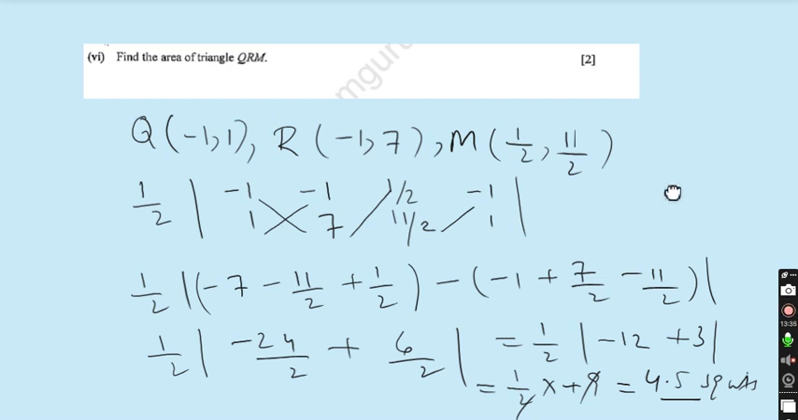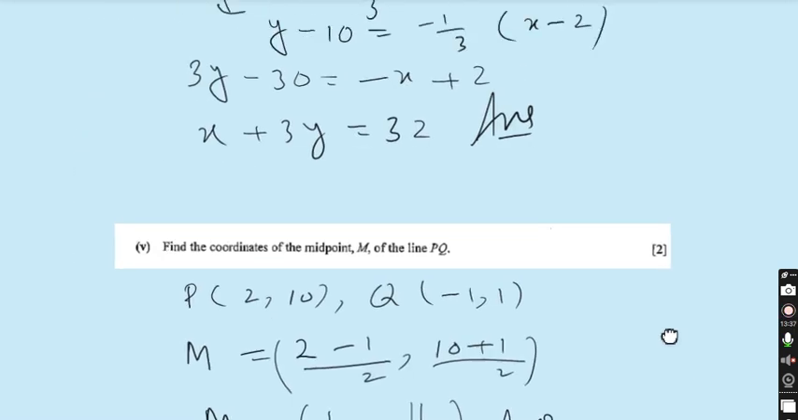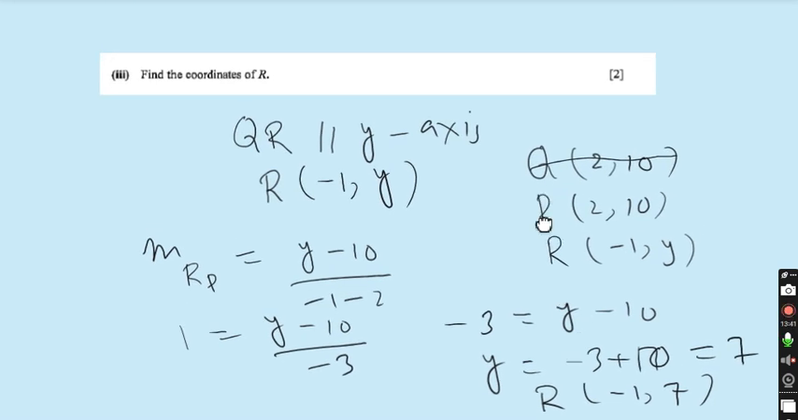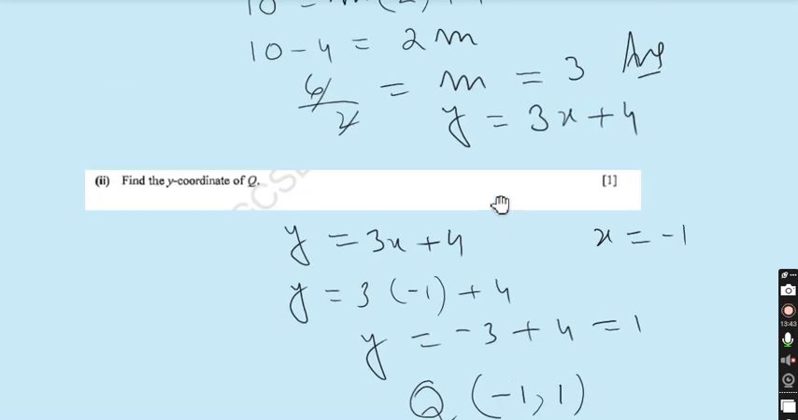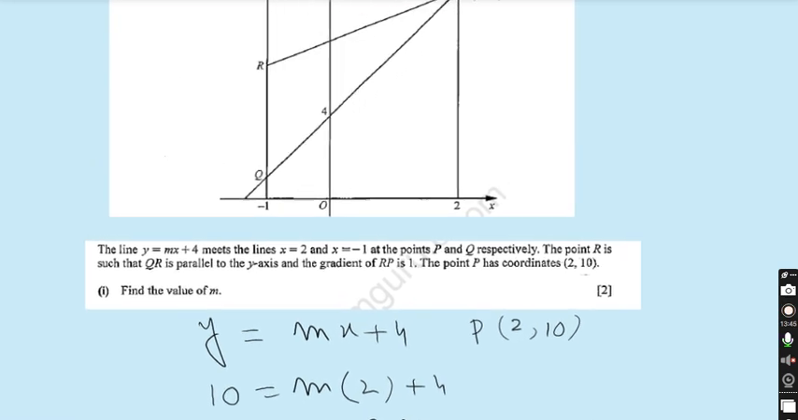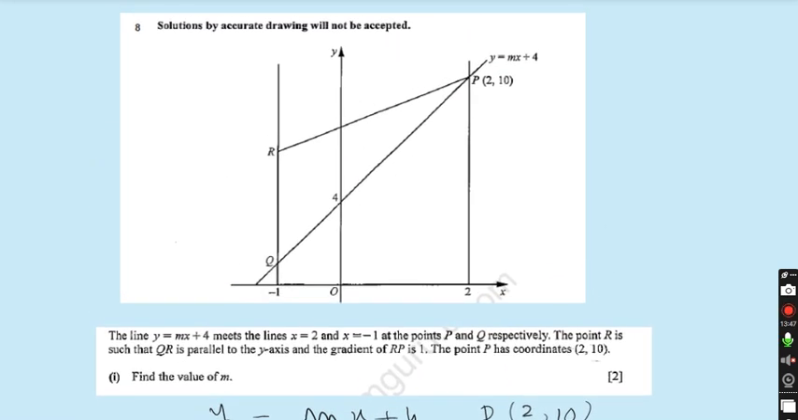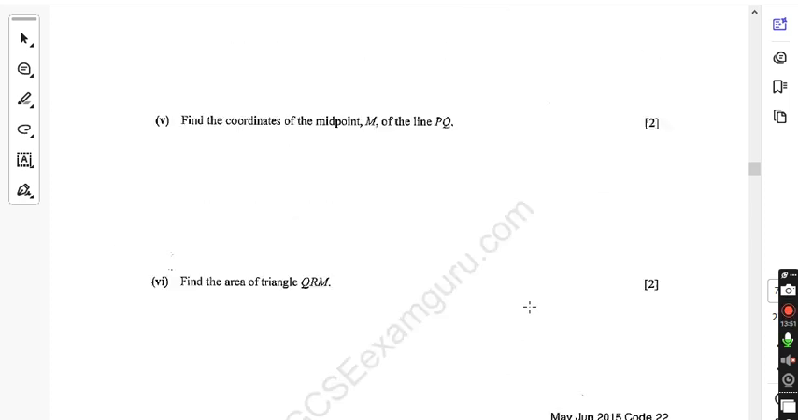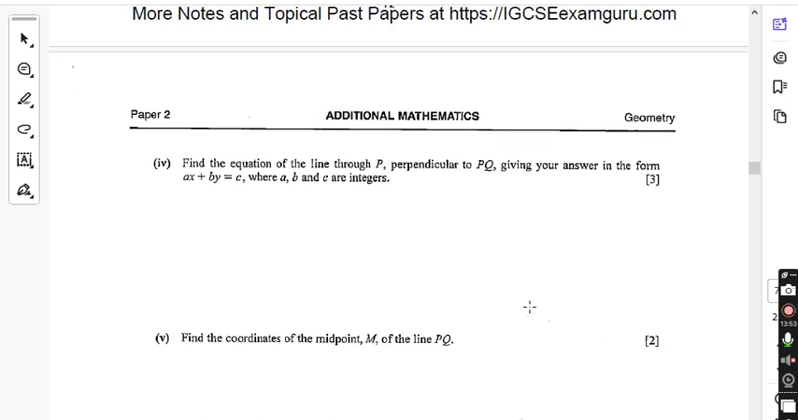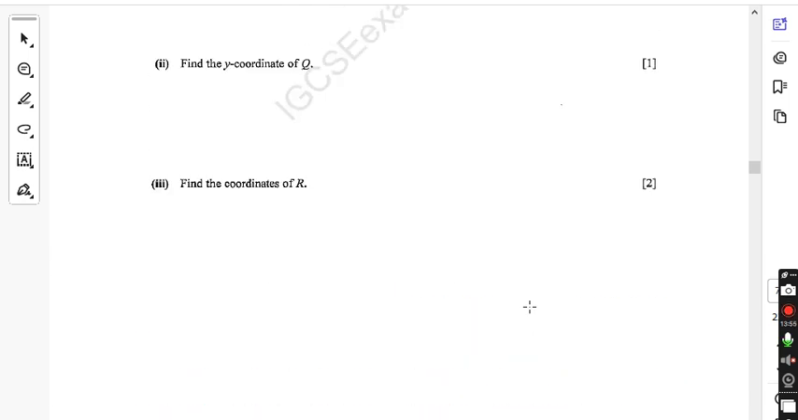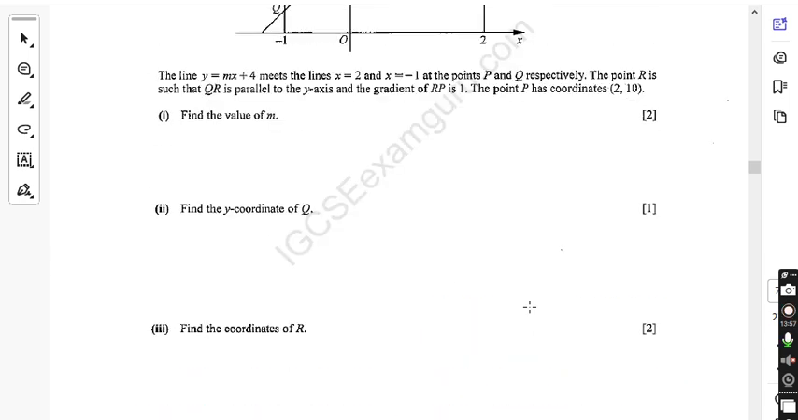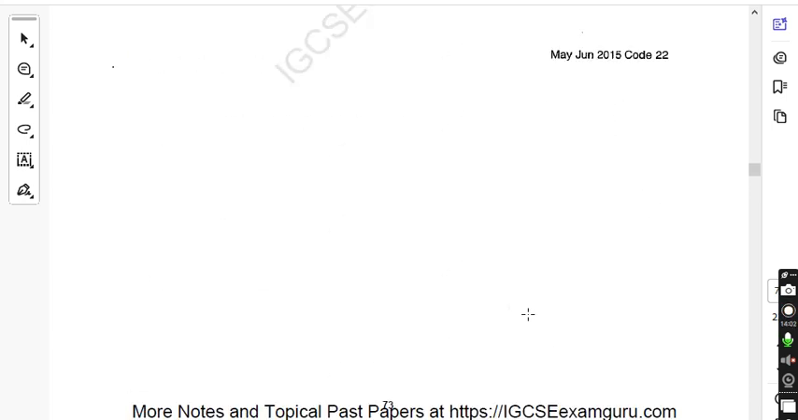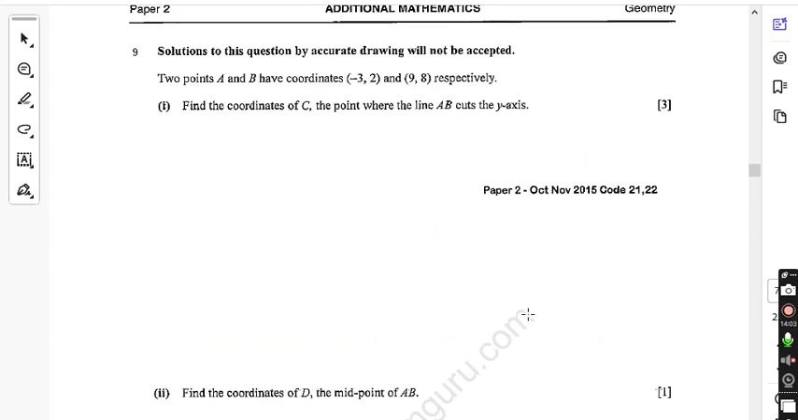So this is our today's class where we did question number 8, which came in May-June 2015, paper 2. Very easy and lengthy. Total marks of this question are 2 plus 2 is 4, 4 plus 3 is 7, 7 plus 2 is 9, 9 plus 1 is 10, 10 plus 2 is 12. So what next? We will do question number 9 in the next lecture.